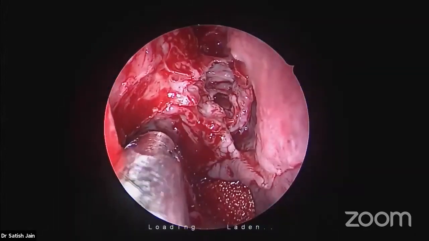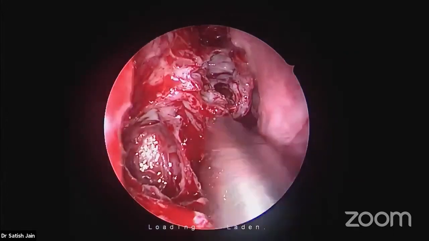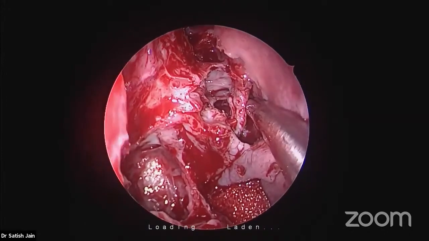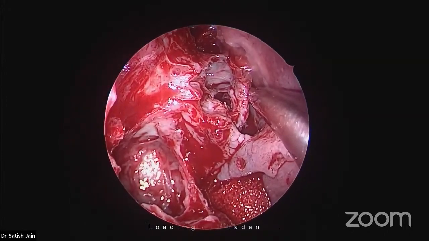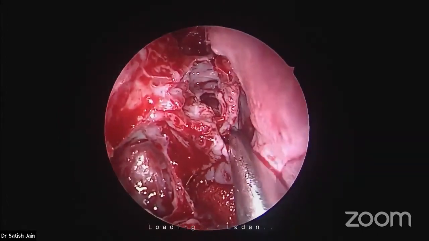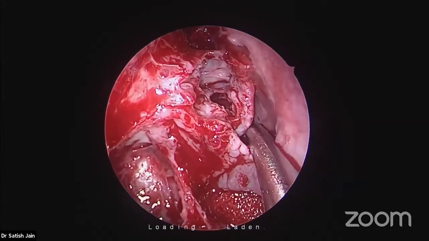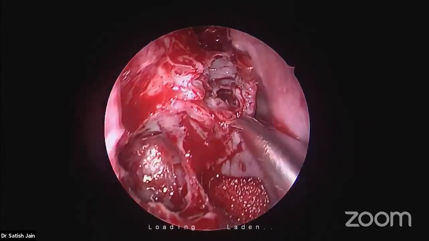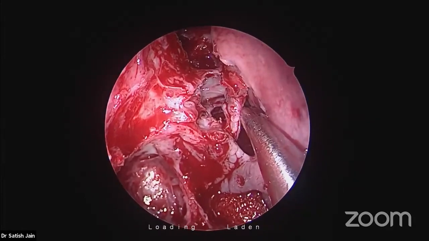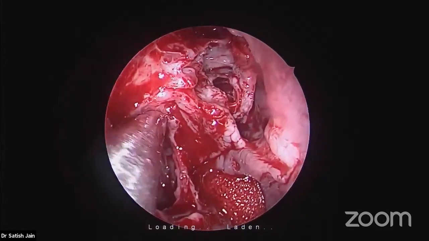Now, again, I told you this is my life-saving landmark: the maxillary line. If I don't take it into consideration, and suppose I look for the sphenoid ostium here, what can happen? The sphenoid ostium is not at the level of the floor of the sphenoid, but high up, close to the roof. If I don't take this line and go above that and open here, I will be right in the skull base. Disaster.